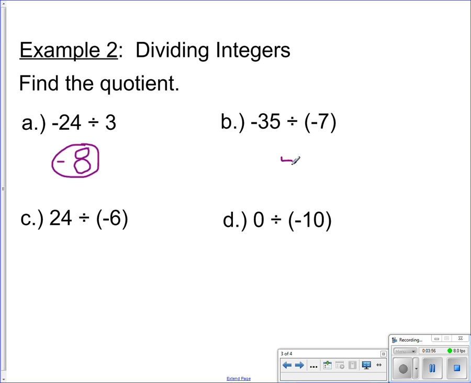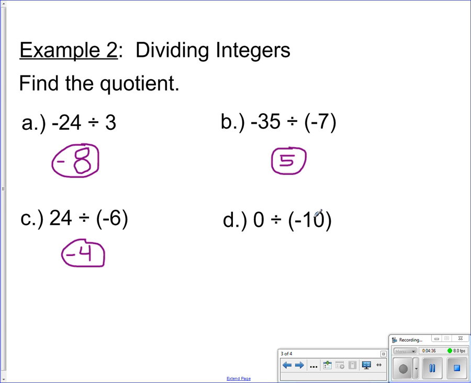In example B here, I have negative 35 divided by negative 7. 35 divided by 7 is 5. They're both negative. That makes them the same sign. Same sign means your answer is positive. So that's positive 5. In C, I have 24 divided by negative 6. 24 divided by 6 is 4. Different signs. This one's positive, this one's negative. Different signs makes it negative. Notice it doesn't matter that the 24 has a bigger absolute value than the 6, and that it's positive. That doesn't matter. That's only for adding. All we care about is that they're different signs. Different signs is going to make your answer negative.